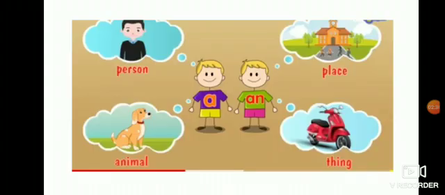A and an are for person, place, animal, thing. For example, a boy, and it is singular in number. A park, a dog, a bike, a car. We have to use them before a noun.